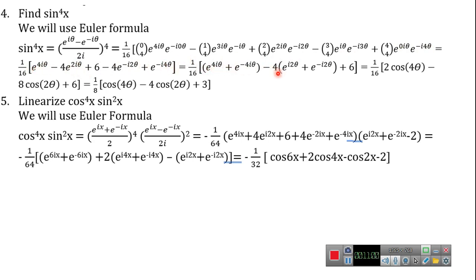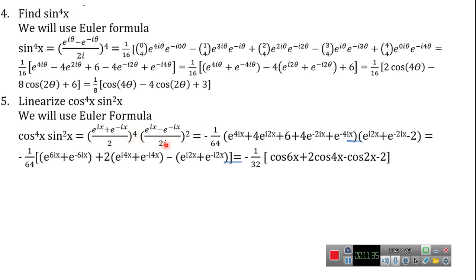Now I need to find sine 4x. I didn't mention anything, so I will use directly the Euler formula. Sine 4x equals (e^(iθ) minus e^(-iθ)) over 2i. I do power 4. 2i power 4 is 16, so 1 over 16. Combination 0 to 4: 1 4 6 4 1. You can check it by yourself. You're going to get this one. I take e^(4iθ) with e^(-4iθ), e^(2iθ) minus e^(-2iθ) together, plus 6. This is equal to cosine 4θ. This is 2 cosine 2θ, and I have directly the answer.